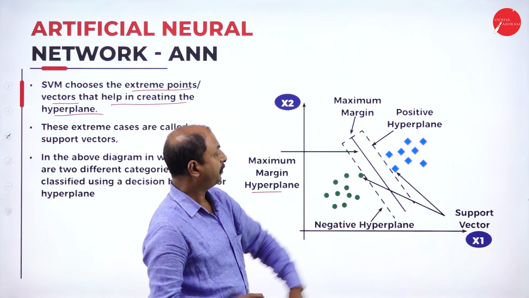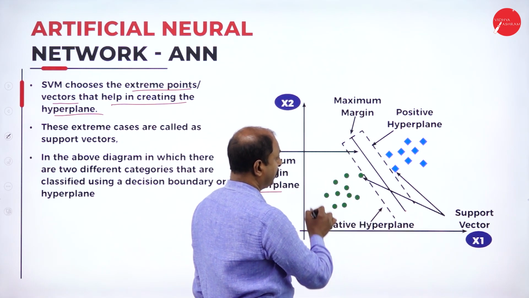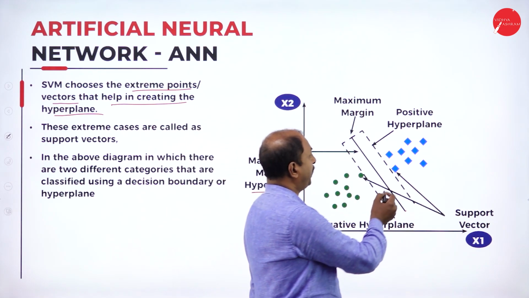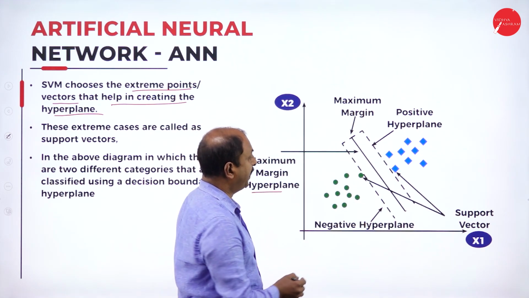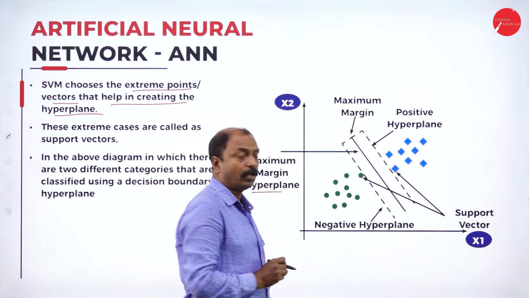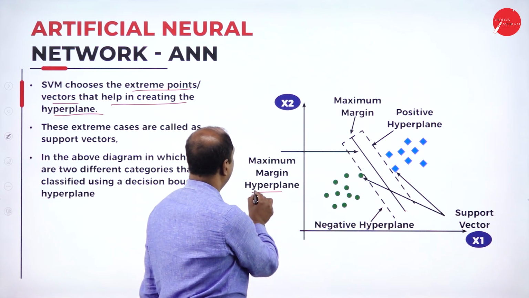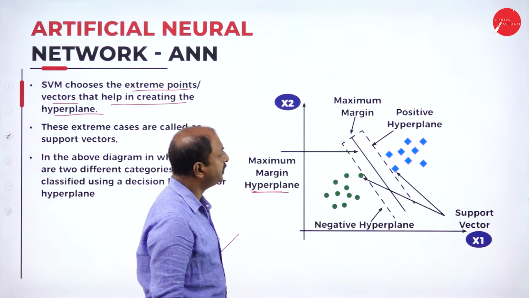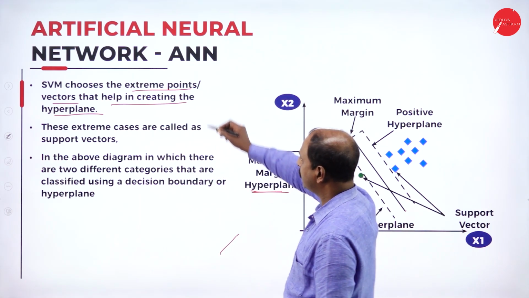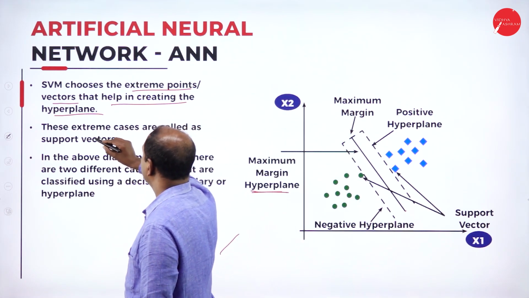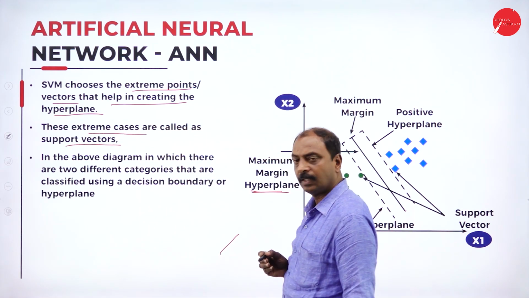If you look at this diagram or graph, you can make out that this is one set of data with circles, and this can be another set of data, in the form of squares or rhombuses. These two data sets are separated through a line, called a boundary line, that is called the hyperplane. This is the definition of the support vector machine algorithm. So here it helps in creating the hyperplane. These extreme cases are called support vectors.